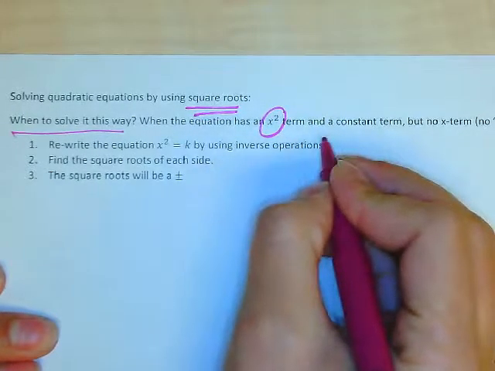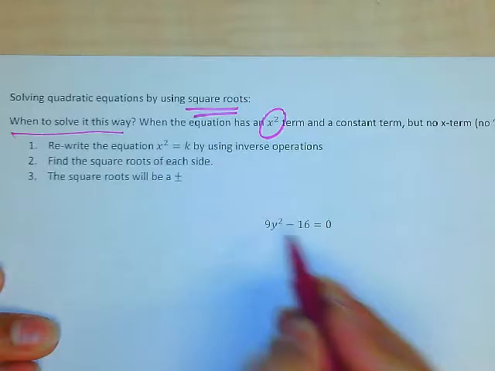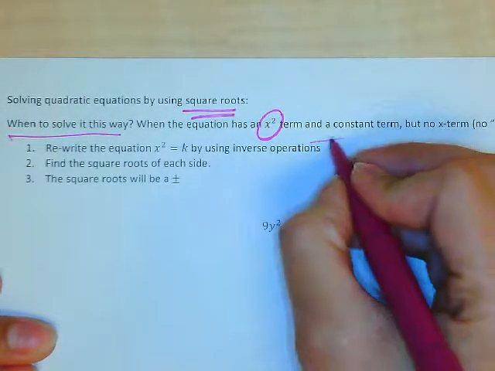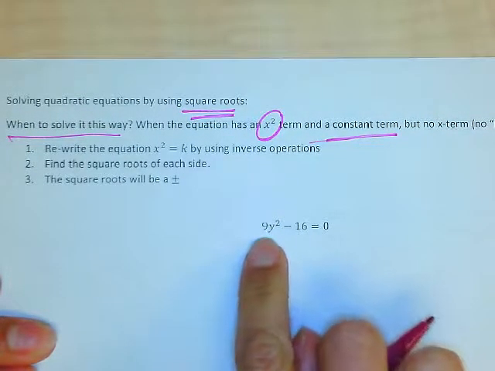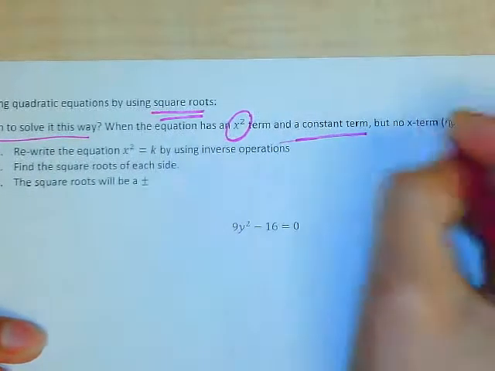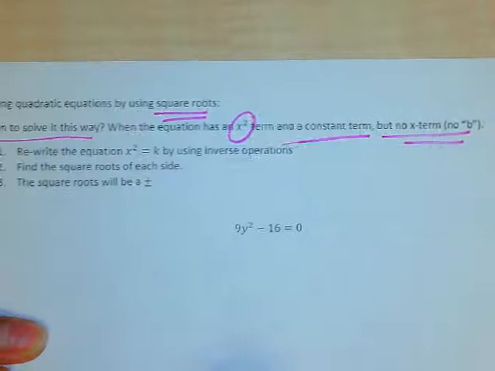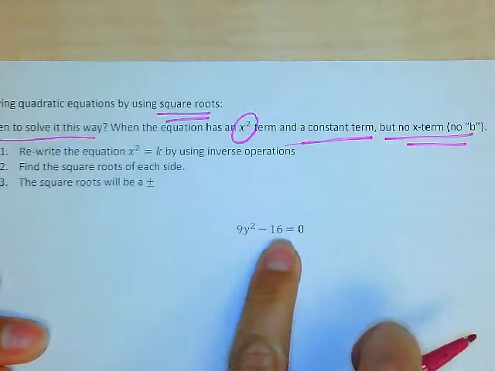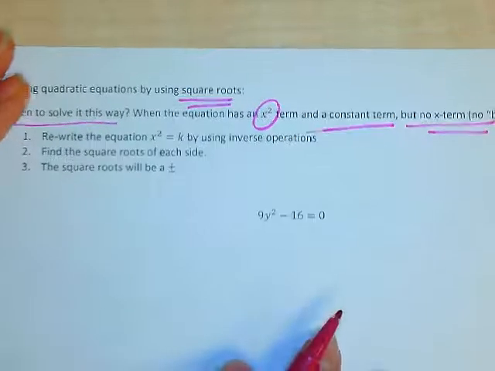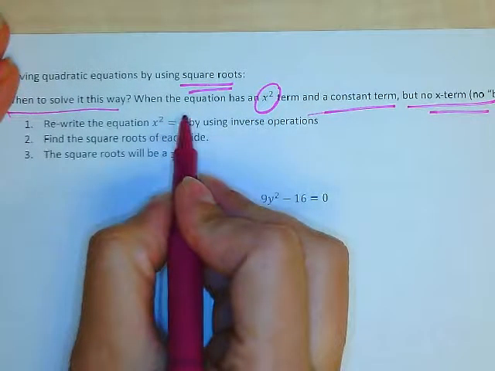When the equation has an x squared term, which this one has a y squared, right? And it has a constant term. So like the square and the constant. In other words, there is no b. Okay, so this one qualifies. There's no b here.